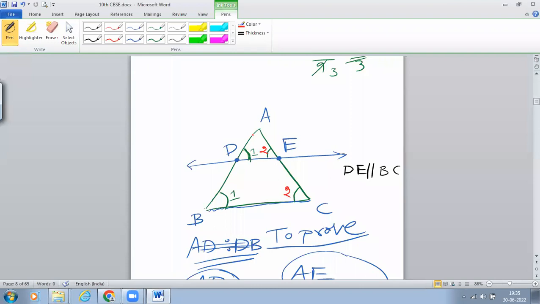Now, the angle at vertex A, I'm going to mark this angle as angle 3. Please mark it as angle 3. Angle at vertex A is 3. Completed, Amma? Completed the drawing? Yes, sir. Okay, good. Now listen here. With the help of this diagram only, I'm going to do the proof.